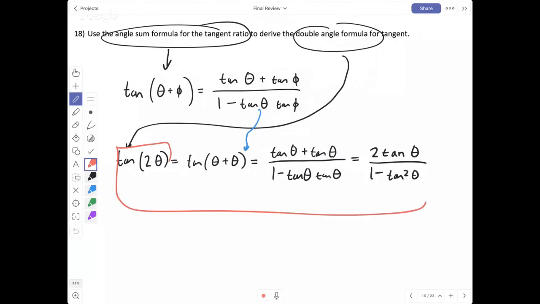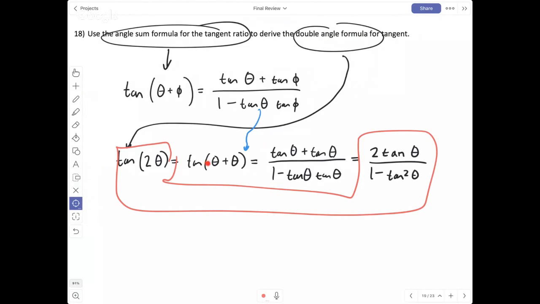This here is the double angle formula for tangent, the answer we wanted to arrive at. The way you get to it is by taking 2 theta, splitting it up into theta plus theta, and applying the angle sum formula for the tangent ratio, which was here, theta and theta, theta and theta, and simplifying to this. And that was it.